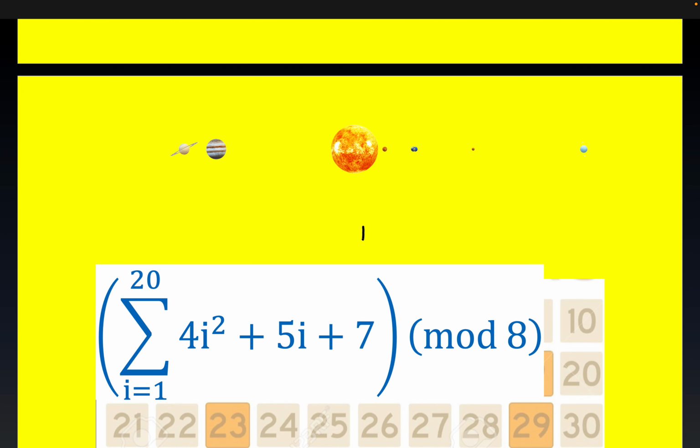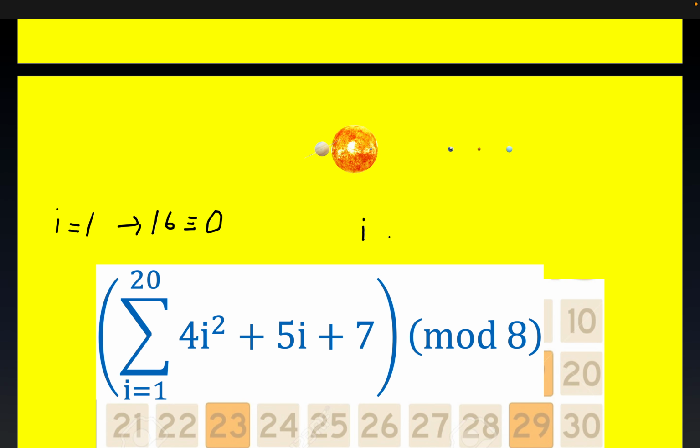Good evening, everybody. We have what we call a modular arithmetic question today, and we're summing up 20 numbers. You can see for i equals 1, it's a fairly small number. That would correspond to 4 plus 5 plus 7, what is that, 16? Which is congruent to 0. If it was just that, it would not be much of a problem, right? That's congruent to 0 mod 8 because 16 is divisible by 8, okay?